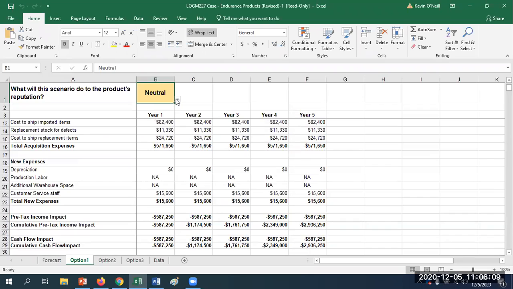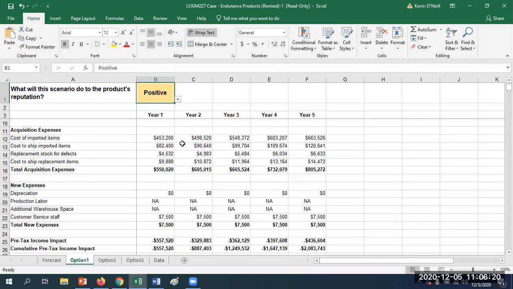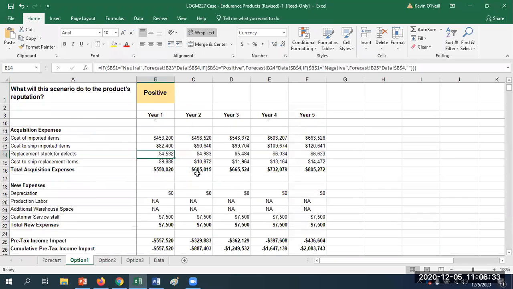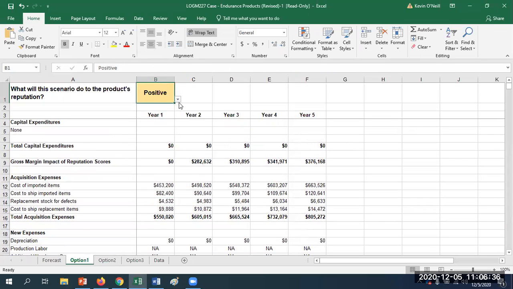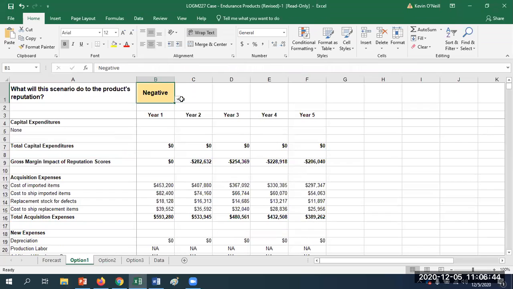On the other hand, if I am going to have a positive reputation, then all of a sudden this is what it's going to look like. It's going to cost me more for imported items because I'm going to sell more. I'm going to have replacement stock. And if I'm going to have a negative reputation, then here's what it's going to look like. And you can do that for each scenario.